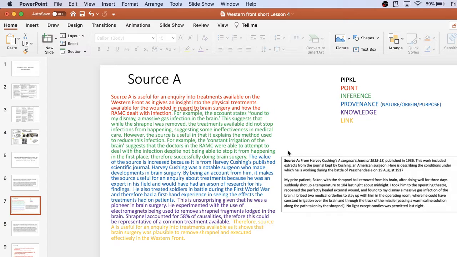This is unsurprising given that he was a pioneer in brain surgery. He experimented with the use of electromagnets to remove shrapnel fragments lodged in the brain. Shrapnel accounted for 58% of casualties, therefore this could be representative of a common treatment available. Therefore, source A is useful for an inquiry into treatments available, as it showed that brain surgery was plausible to remove shrapnel and executed effectively on the Western Front. Okay, so that's really it.